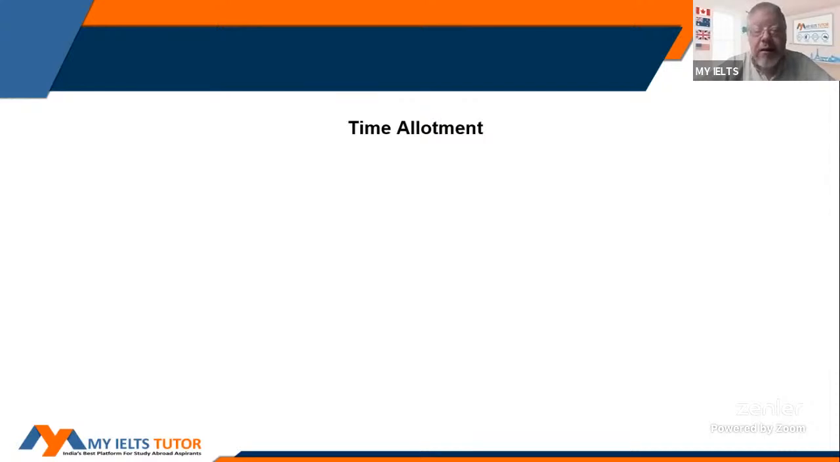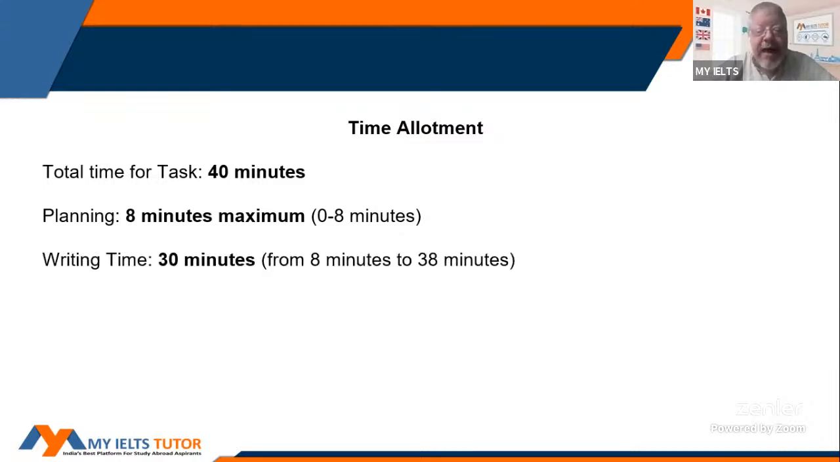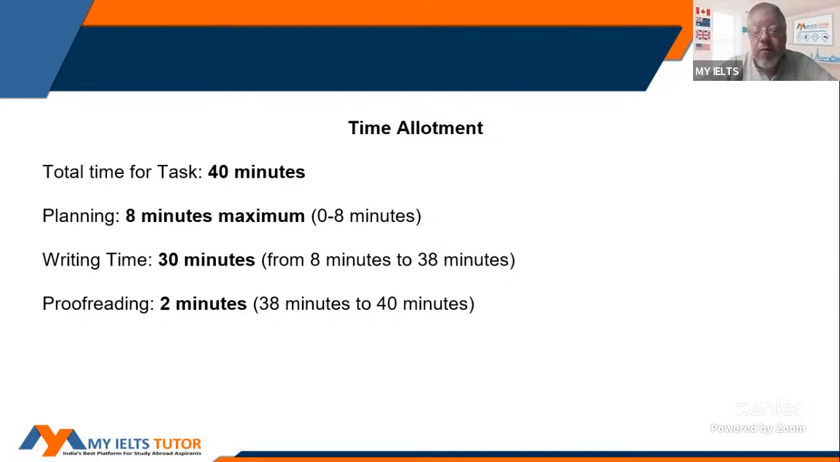Now, the time allotment here is you have a total of 40 minutes. So during the first part, the first 0 to 8 minutes, this is your planning stage. Now, try to get through your planning as quickly as possible, all right? That way you have more time to write. After 8 minutes is time for your writing. And so you have 30 minutes to write. I recommend that. And then at 38 minutes, you should finish writing, and save 2 minutes at the end to proofread your work, okay?